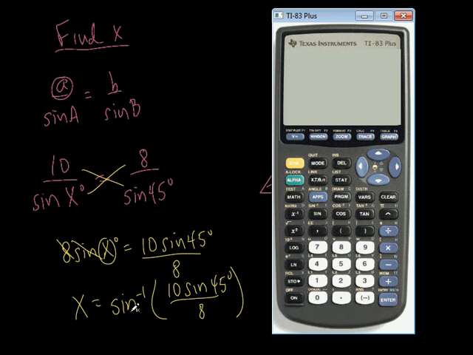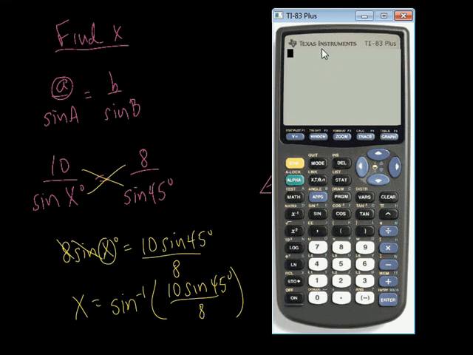Then, what are you doing? You're taking the inverse sine of that. So what would you do? Take the second function, not divide, take the second function sine. Sine's not a number. You can't divide by a sine. You hear me? You cannot divide by a sine. But you can take the inverse of it. How do you take the inverse of it on the calculator? Second function sine.